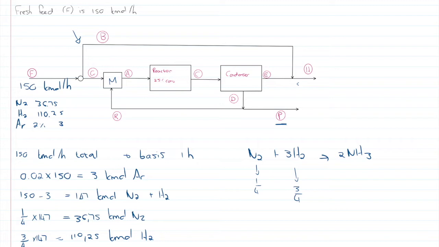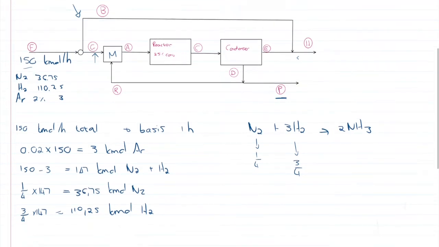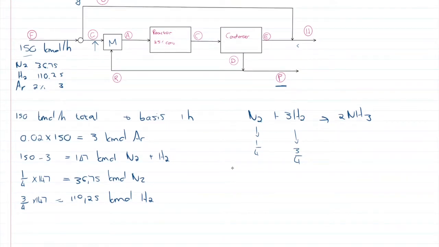So we know that this G is only allowed to be 1,000 kilograms per hour total, or with our basis of 1 hour, 1,000 kilograms total. So we need to check, is this 150 kilomoles greater or smaller than 1,000 kilograms? So we need to do a conversion. So I'm just going to do it here.